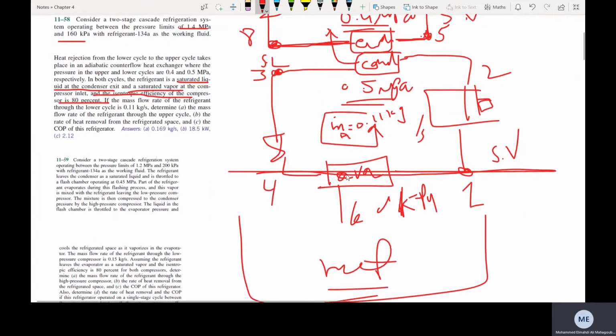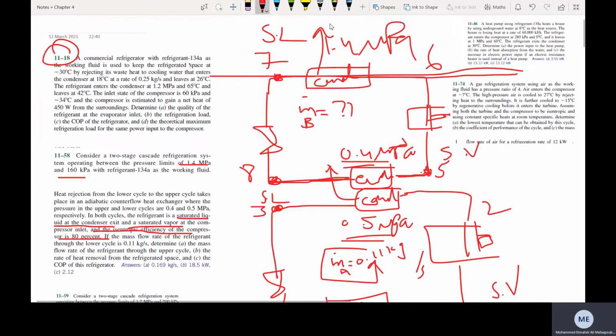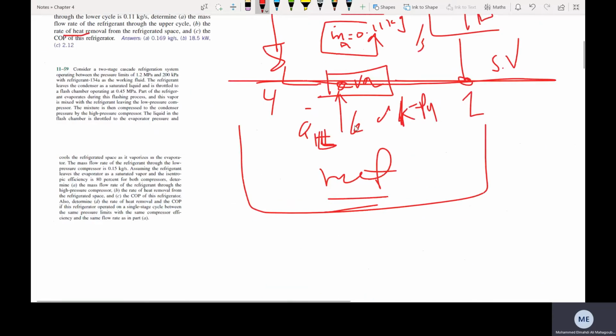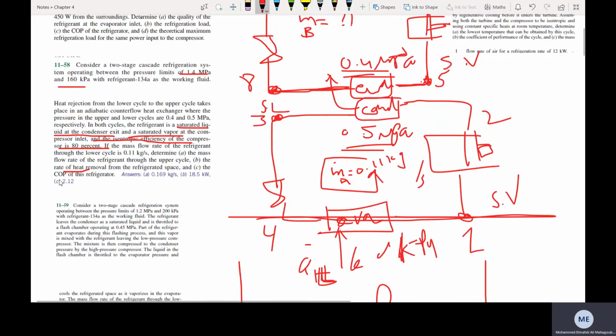And here is the amount of the heat extracted, QL. I wrote QH. And here's the amount of the heat rejected, that's the QH. What he wants is the mass flow rate of the refrigerant through the upper cycle, the rate of heat removal from the refrigerated space, which is QL, and the COP of this refrigerator.